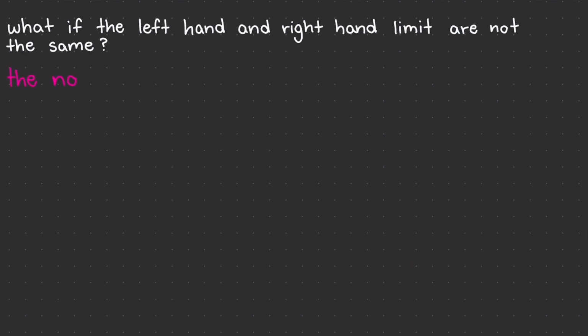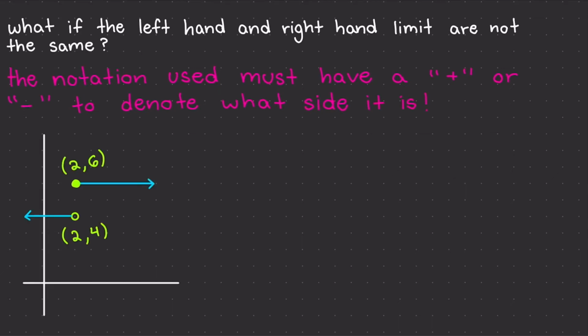But what if the left-hand and right-hand limits are not the same? Well, it's really no big deal. All we have to do is remember that the notation used must specify which side limit it actually is. Let's see this in action. In the graph below, we can see that the function is split by a jump discontinuity at x equals 2. I will be making a more in-depth video about discontinuities next, so stay alert for that.